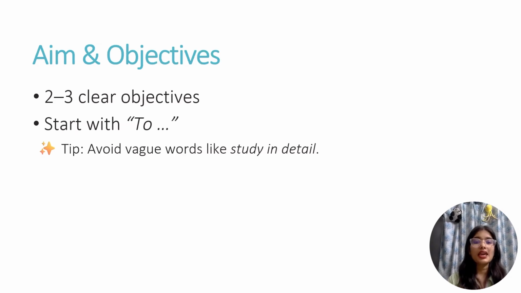Next comes aims and objectives. So your objectives are the heart of your research. Keep them specific and measurable, not vague. Examples: to evaluate the effect of XYZ intervention on ABC outcomes in a specific population. Always start with "to" and keep it actionable.